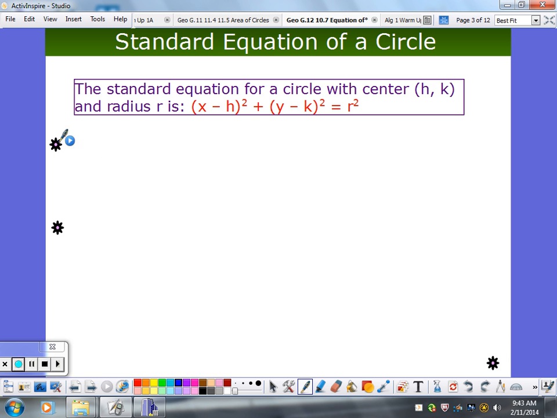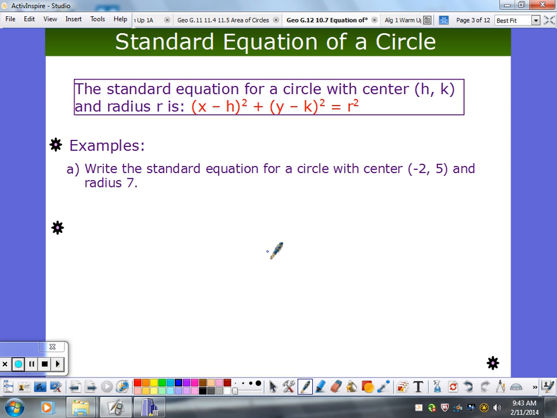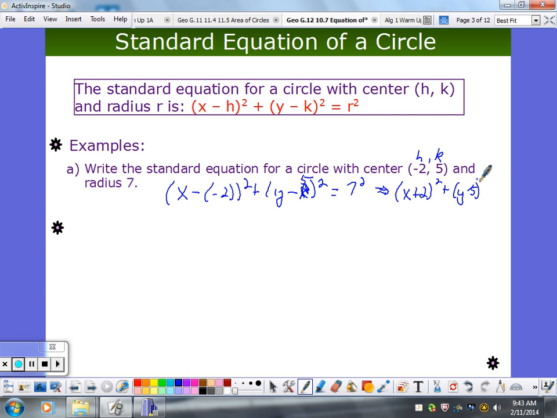Let's see it in action. Write a standard equation out for a circle with this center and that radius. Okay, so this is your h comma k. So x minus h squared plus y minus k squared equals r squared. R is 7. Let's just simplify this down a little bit. So it's x plus 2 squared, because of minus minus, plus y minus 5 squared equals 49.